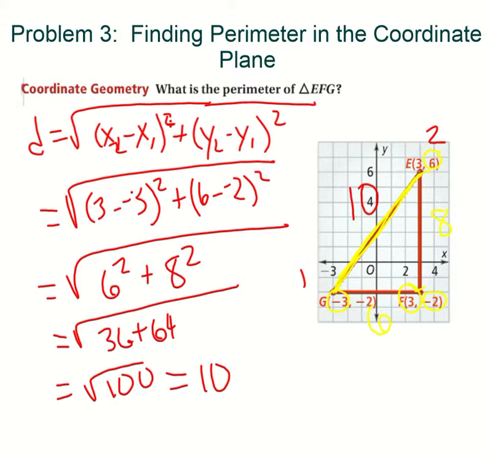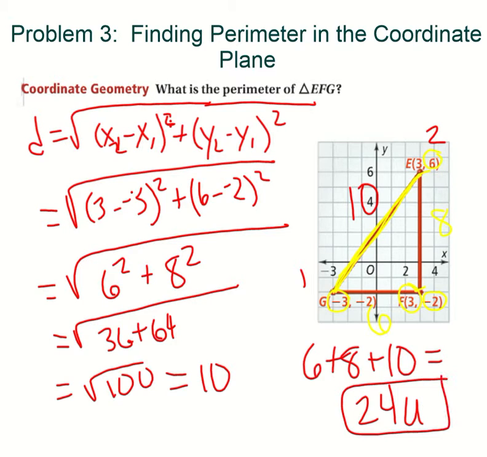We can now add up those three side lengths. 6 plus 8 plus 10 is going to give us 24. And since we don't have a label given to us, we're just going to use units. And there you have it.